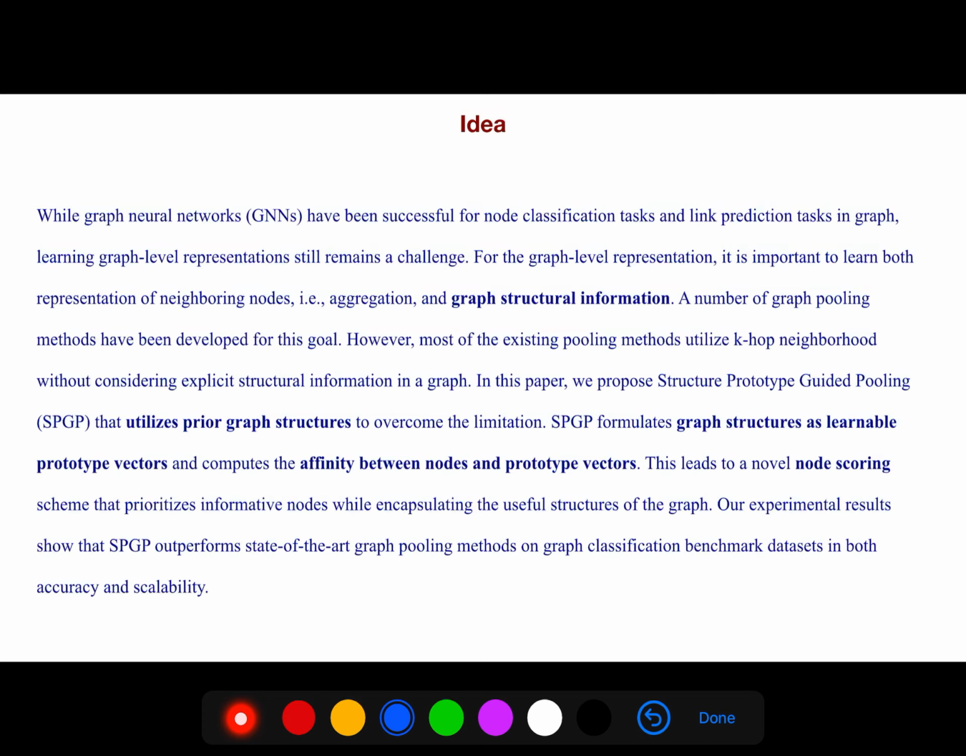SPGP formulates graph structures as learnable prototype vectors and computes the affinity between nodes and prototype vectors. This leads to a novel node scoring scheme that prioritizes informative nodes while encapsulating the useful structure of the graph.